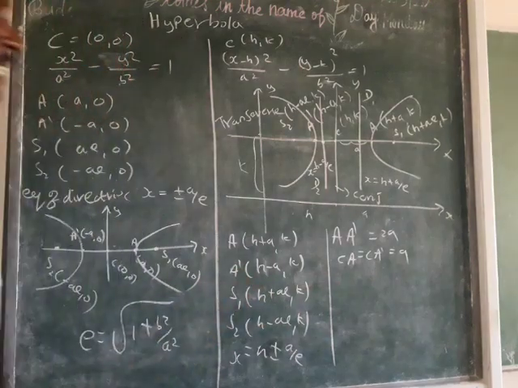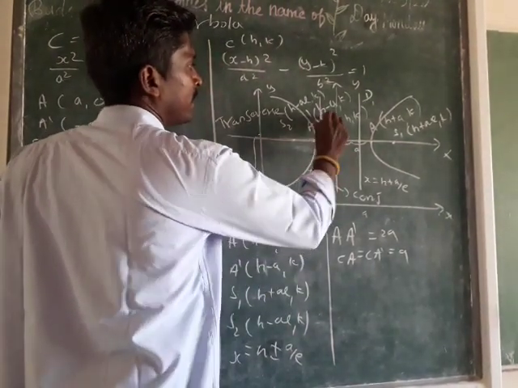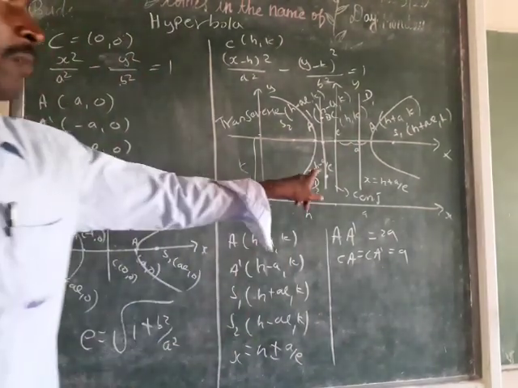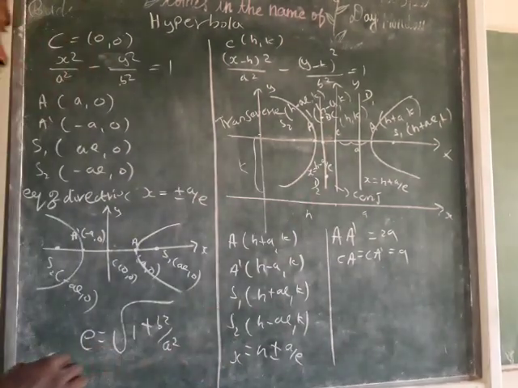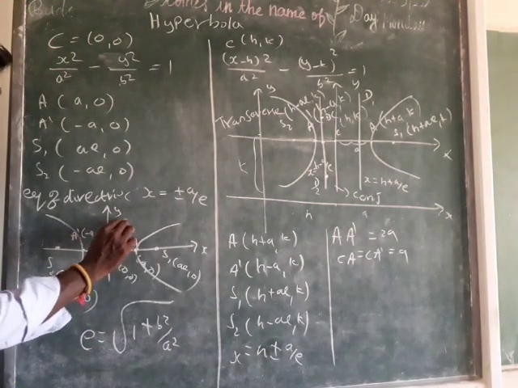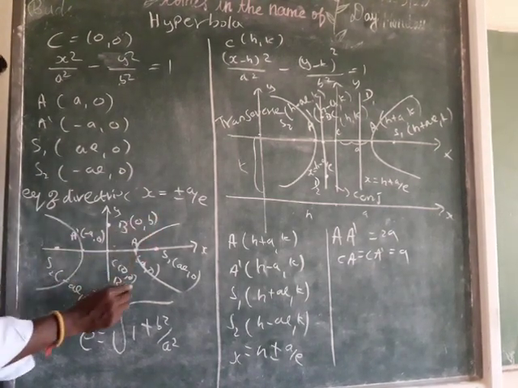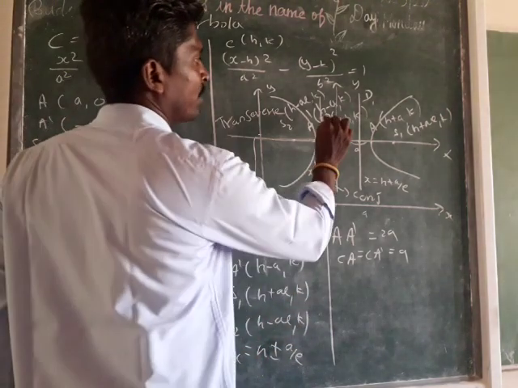Then in the minor axis you take the points, suppose B and B dash. What is B here? Up to here it cuts. For example, here you take the minor axis. What is B and what is B dash? Here 0 comma b will come. Here what will come? 0 comma minus b.